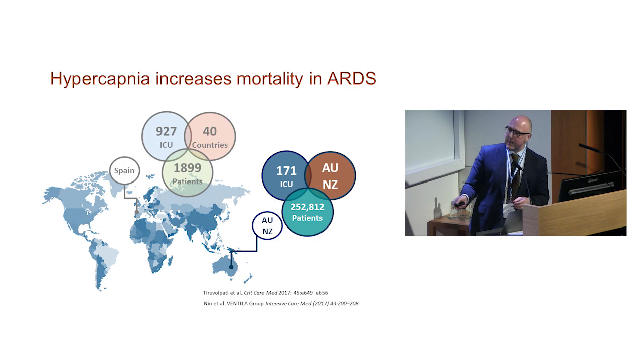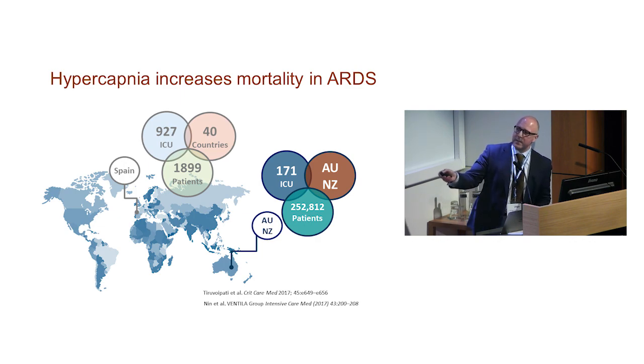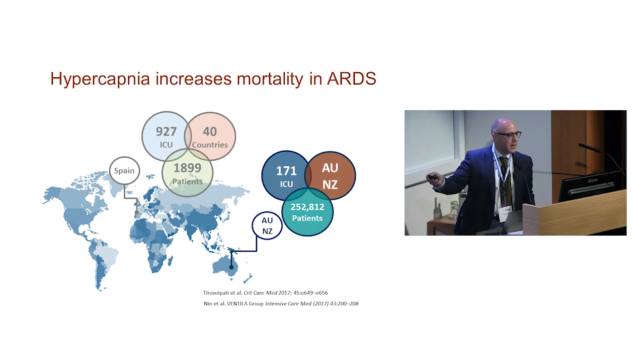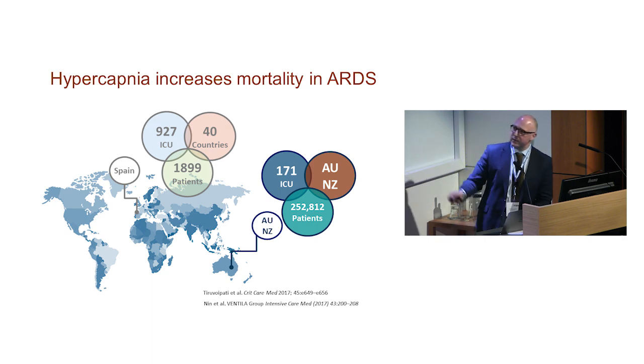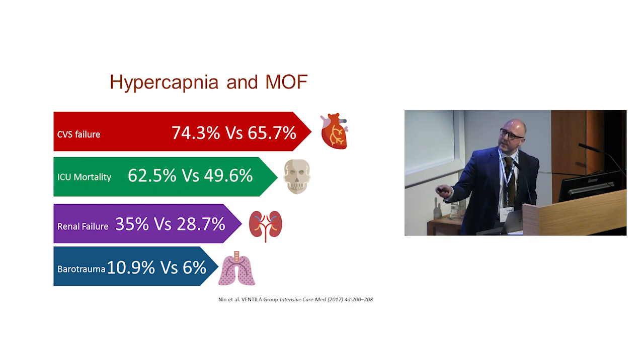So this is more recent data, I put that for you. This is actually 2 months ago and 4 months ago. Two big multi-center studies, one in Spain, 927 ICUs, 40 countries, almost 2,000 patients. And the other one from Australia and New Zealand, 252,000 patients. Okay, so not a small study. And basically what you can see here, that patients with hypercapnia on your left got greater risk of cardiovascular failure, greater ICU mortality, renal failure, and barotrauma, so 11 versus 6%.